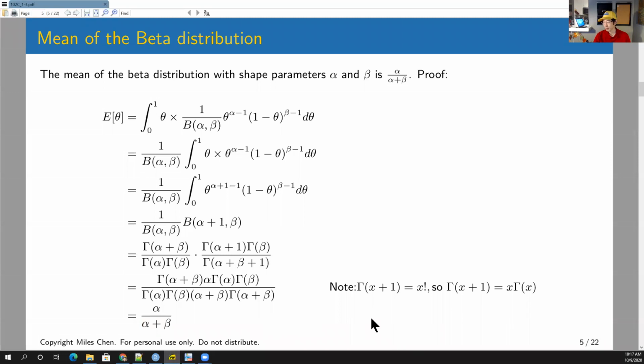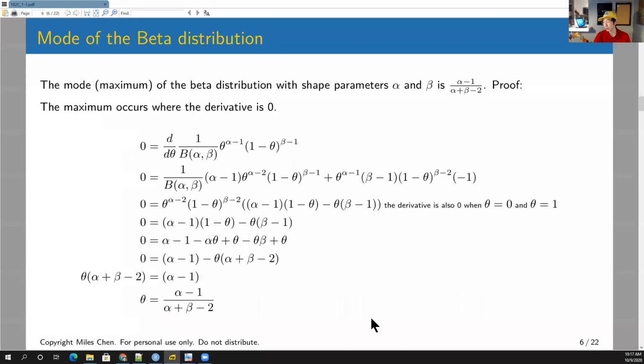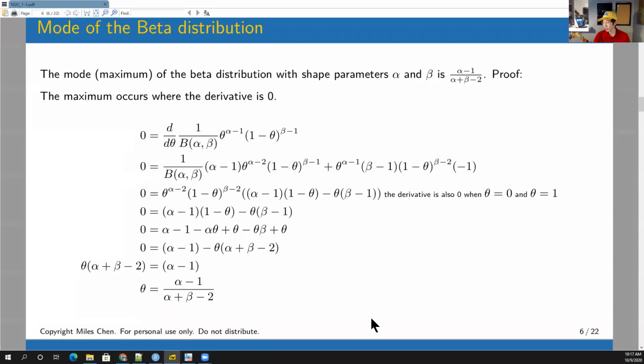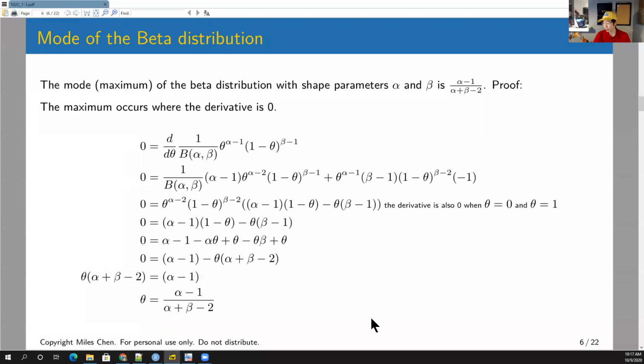Okay, is that good? All right, and then the mode, to solve the mode, that's kind of the maximum of the beta distribution. That's going to be equal to alpha minus 1 divided by alpha plus beta minus 2. And then the way we solve for the mode, or the maximum, this occurs where the derivative is 0. So this is going to happen where the derivative is 0. So I'm going to take the PDF of the beta distribution. I'm going to take the derivative of this.